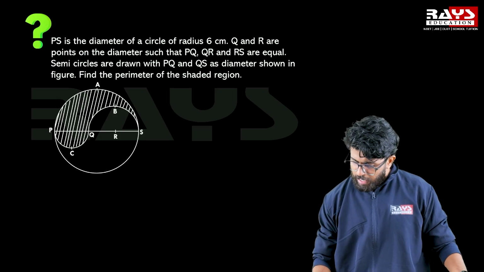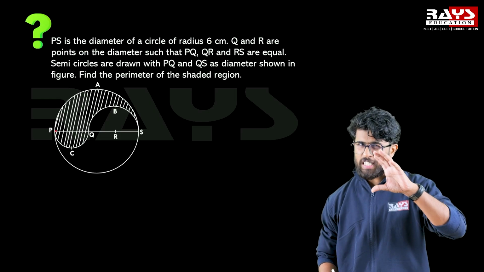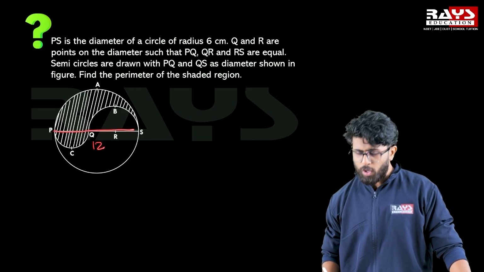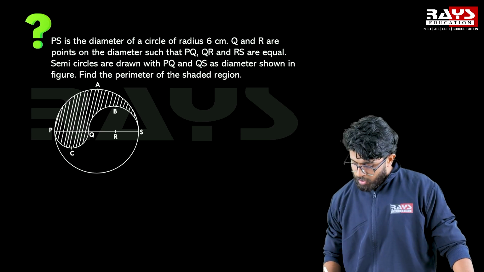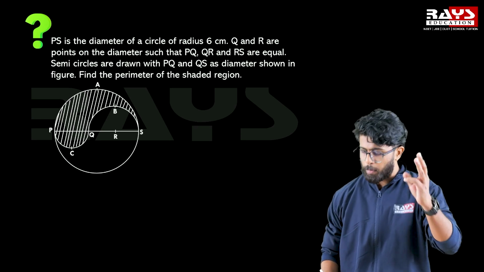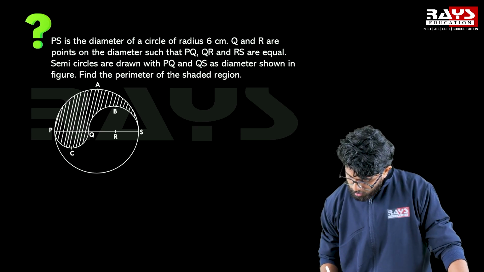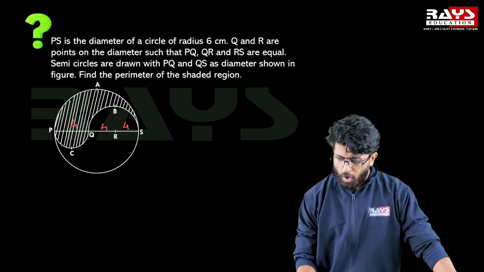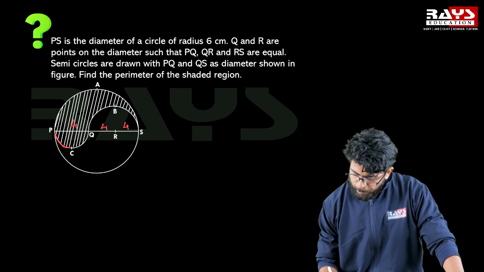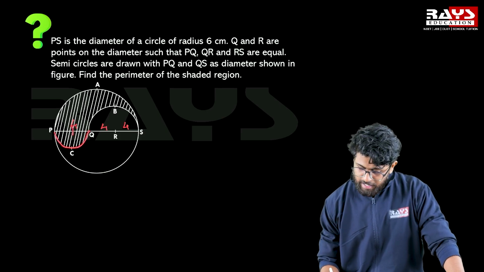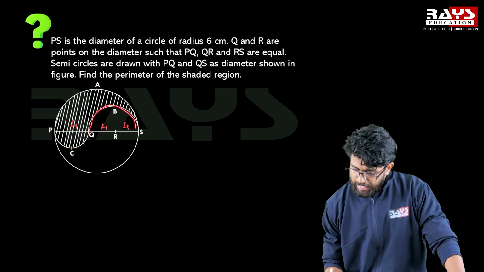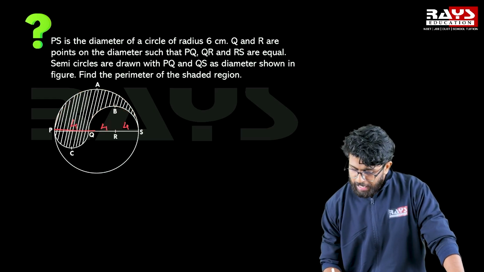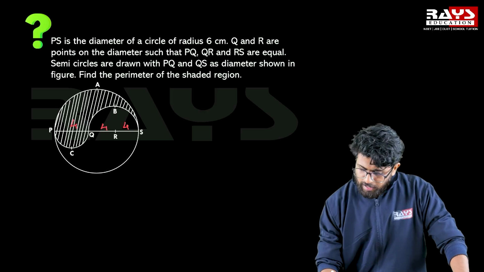Coming to the radius, they have given the radius of the big circle as 6, that means the diameter is 12. They have also given PQ equal to QR equal to RS. So 12 has to be divided into 3 equal parts, that is 4, 4, 4. Now we have the diameters of all the semicircles. So what about PCQ? The radius is 2, for QBS the radius is 4, and for PAS the radius is going to be 6, correct?